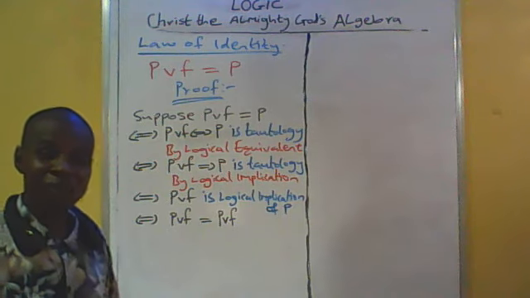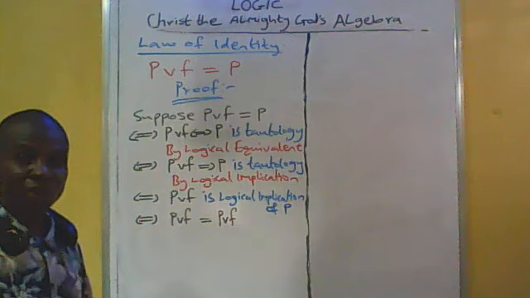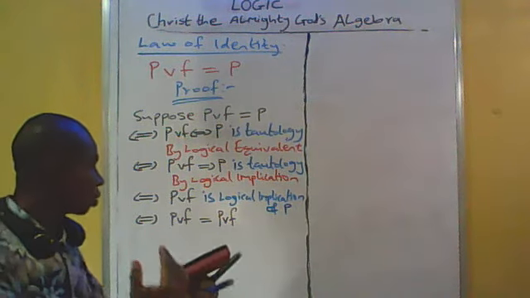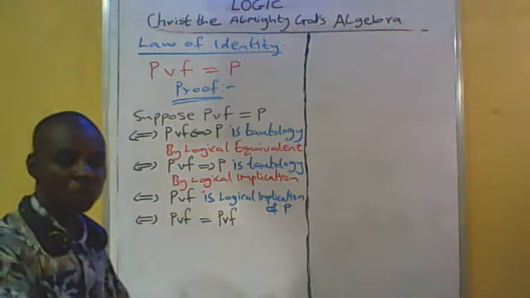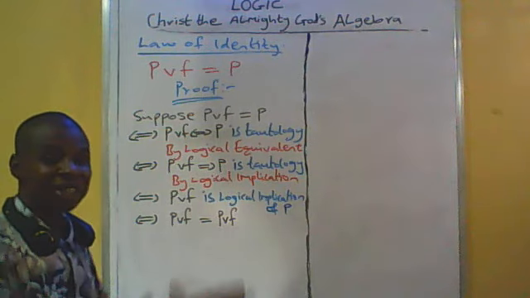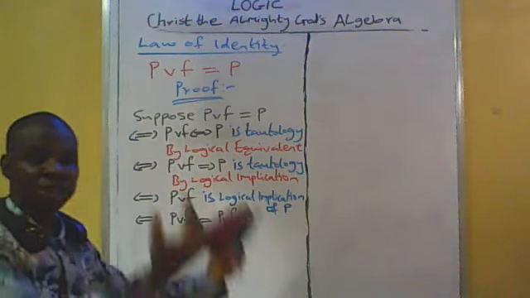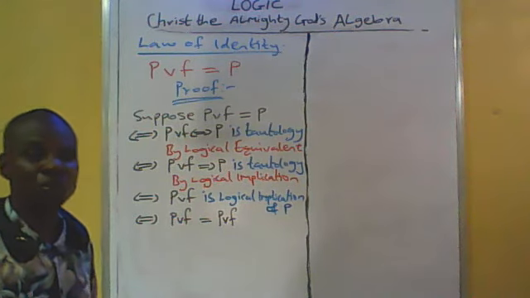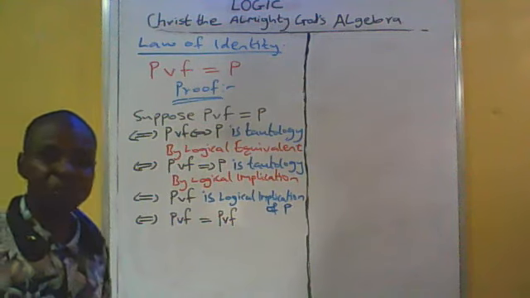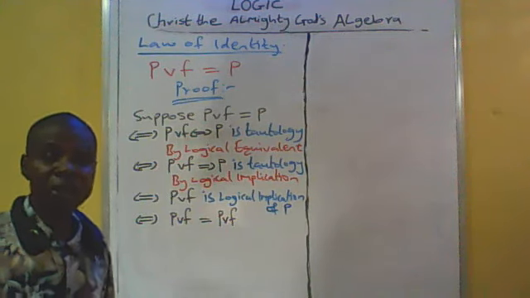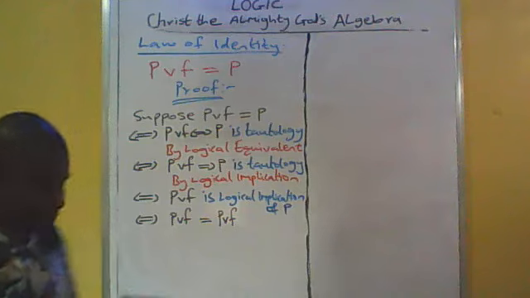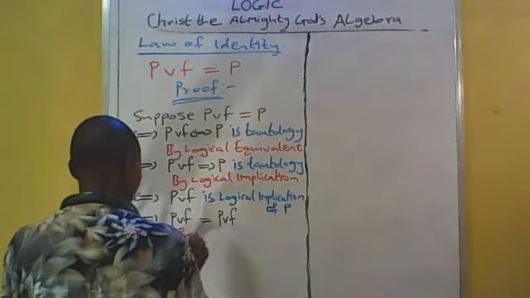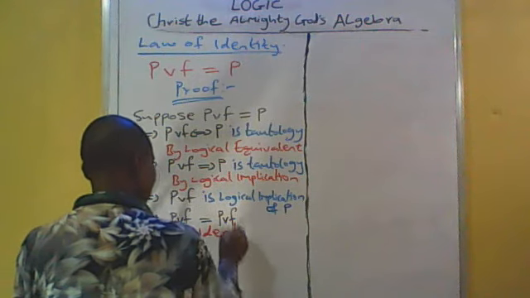It says that whenever the left side of the equation, that means P or F, is true, also the right side of the equation, that means P or F, is also true. Whenever the right side of the equation is false, also the left side of the equation is false. You say that it is logical equivalent. So it is true that P or F is equal to P or F, being justified by identity, that means the sameness.